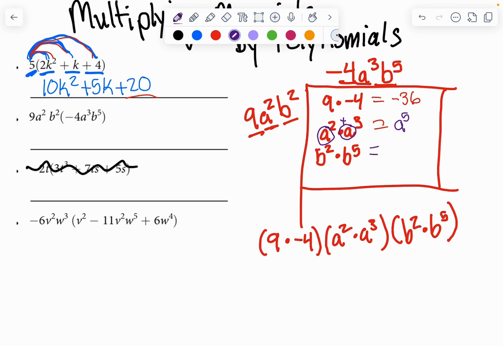And finally, again with our last one, we've got b to the second times b to the fifth. Both of them have the same base, so we're going to add those exponents together to get b to the seventh. With these ones down here, we would still find those answers. And by multiplying them together, because generally with how we do algebra, we can just smush them all together so that our final answer would be negative 36, a to the fifth, b to the seventh.